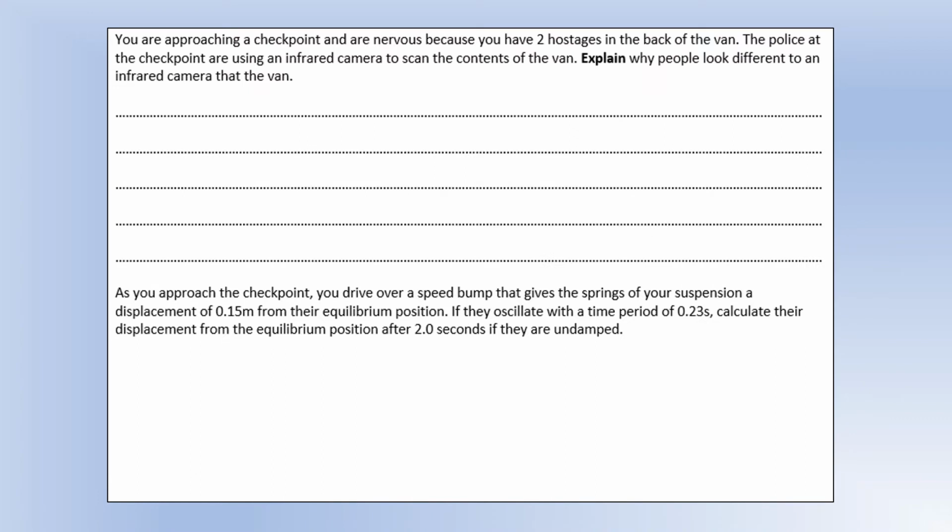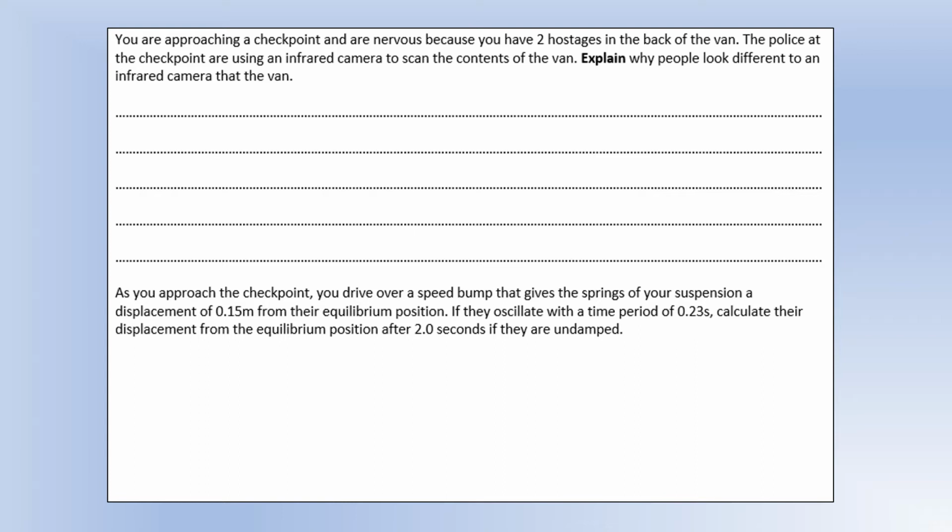Okay, so you're approaching a checkpoint and are nervous because you have 2 hostages in the back of the van. We've just done a bank robbery. Why wouldn't we have hostages? And the police are obviously on the lookout for the bank robbers, and they're using an infrared camera to look at the contents of different vans.